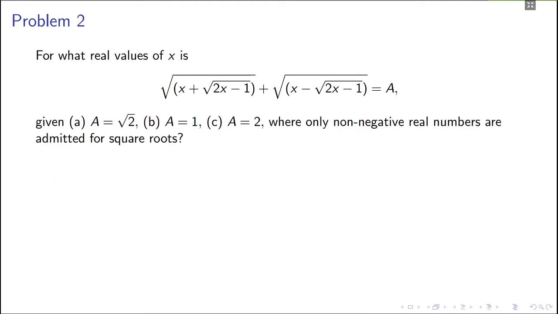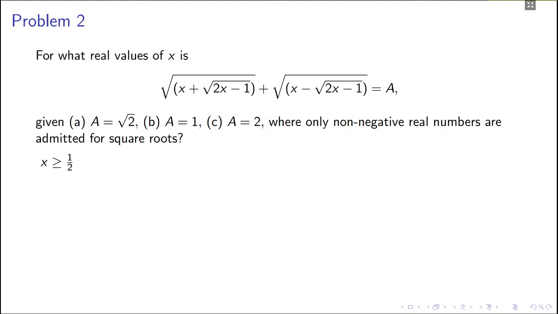So yeah, next problem. Here you have to solve for x for different values of a, and it says that only non-negative real numbers are admitted for square roots. So first of all, the expression inside this square root has to be non-negative for the whole thing to make sense. So x must be greater than or equal to half. And of course, the second expression, x minus the square root of 2x minus 1, also must be non-negative, but this is anyway true for x greater than or equal to half. So that's fine.